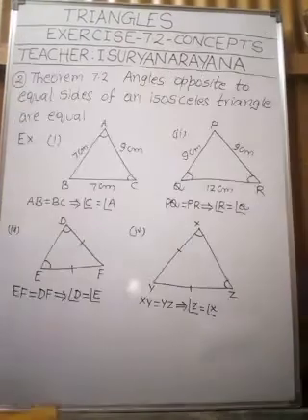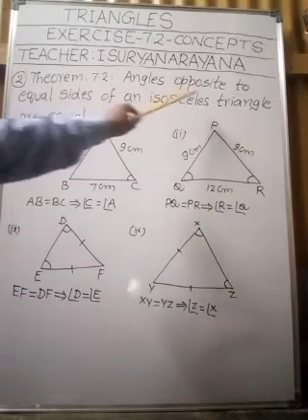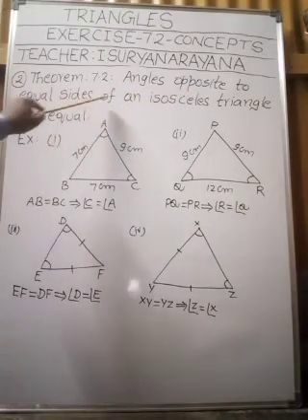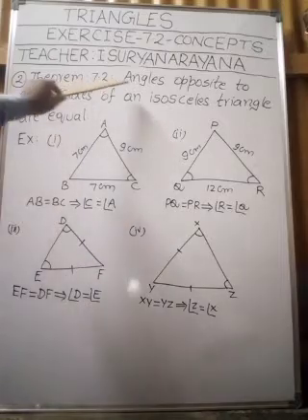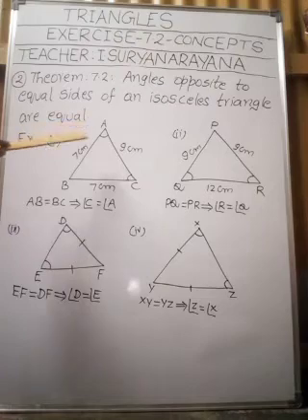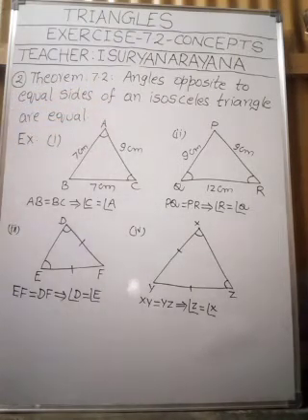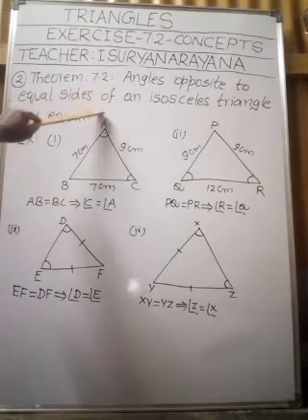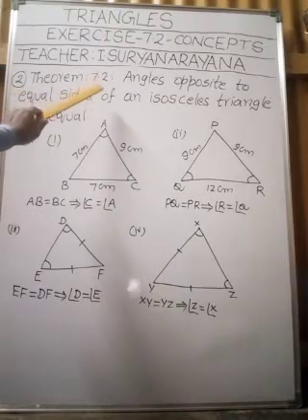Right. Now come to theorem number 7.2. Angles opposite to equal sides of an isosceles triangle are equal. Okay, my children. This theorem statement is: angles opposite to equal sides of an isosceles triangle are equal. We use this theorem in solving the sums in exercise 7.2. Okay, my children. Please understand this point. Understand the statement of theorem 7.2 well.